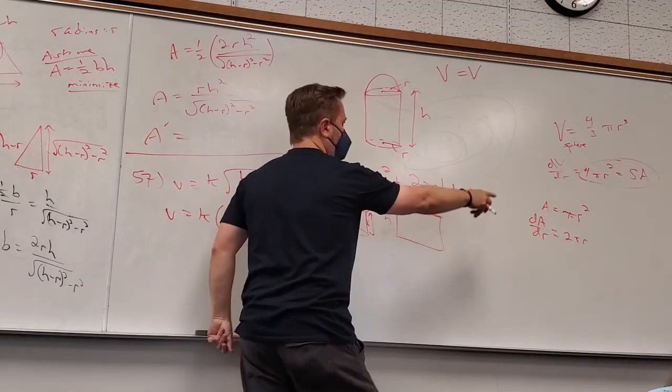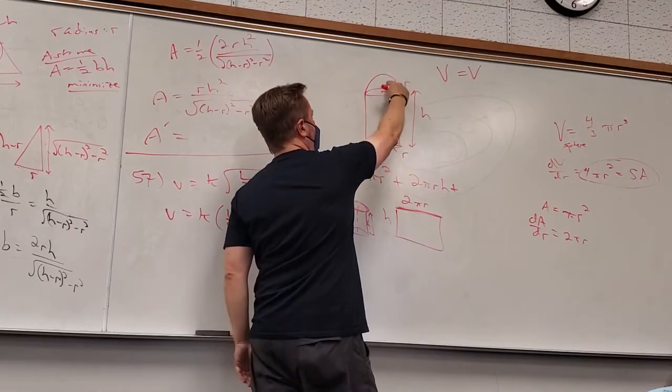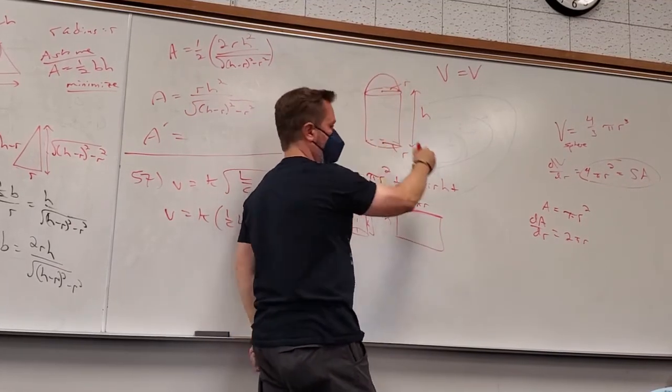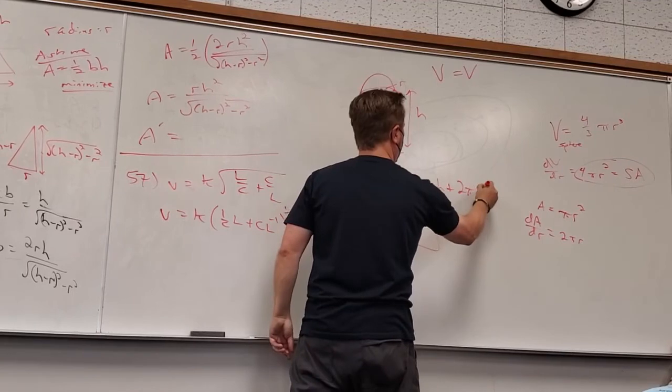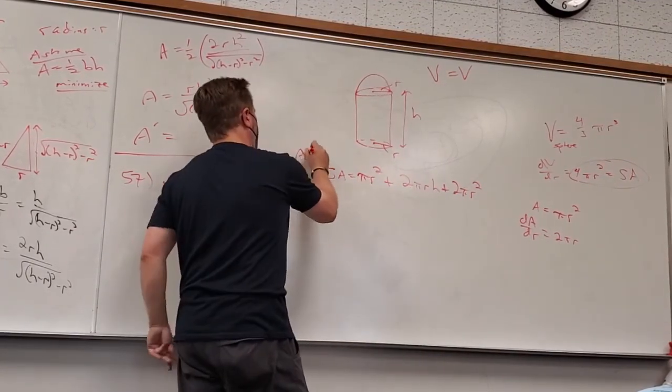Plus, what's the surface area of a sphere? 4 pi r squared, right? Is this a whole sphere? This is a hemisphere, so it'll be half of that. All right, so that is what they asked me to figure out.